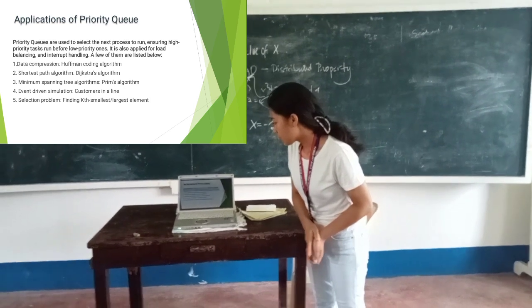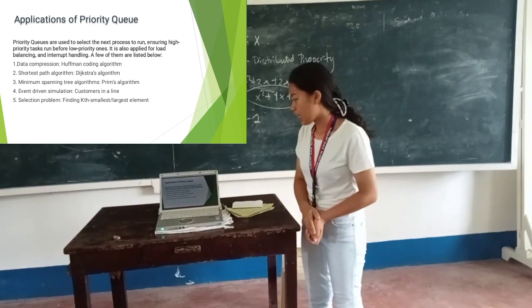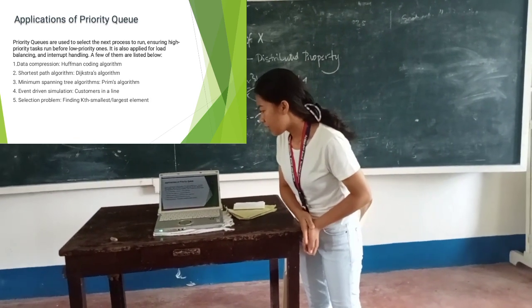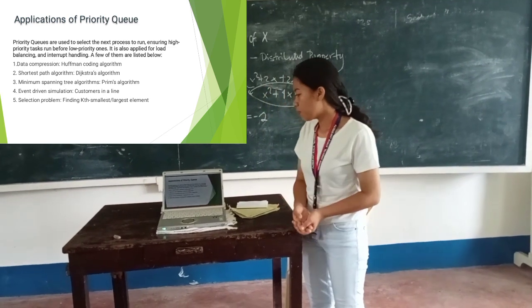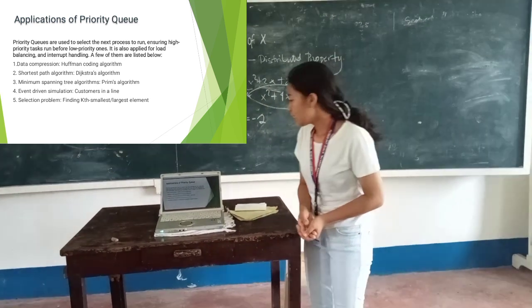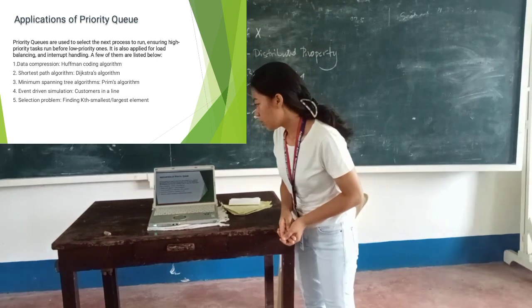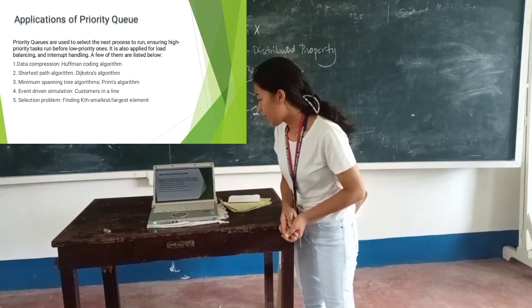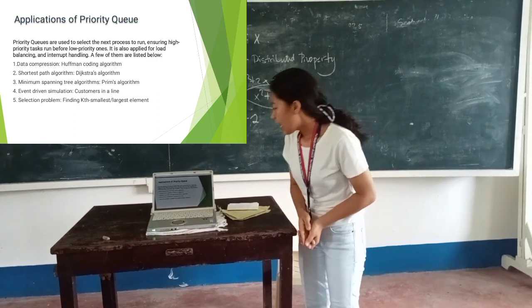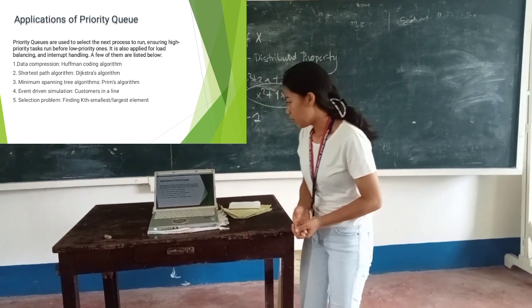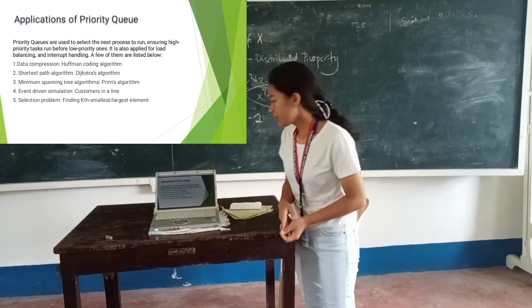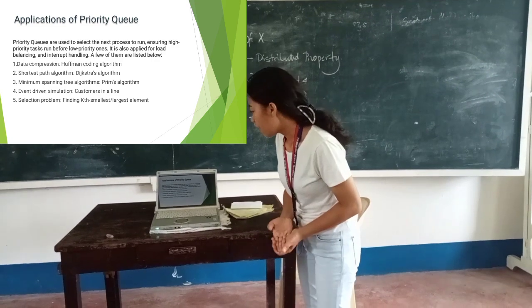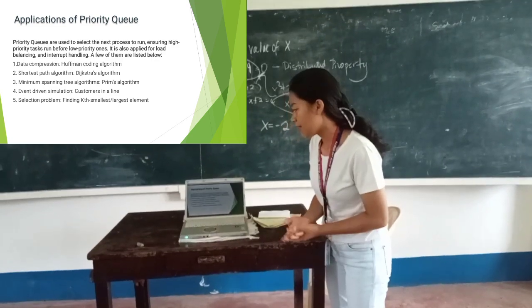Next is application of priority queue. Priority queues are used to select the next process to run, ensuring high priority tasks run before low priority ones. It is also applied for load balancing and interrupt handling. A few of them are listed below. So first is data compression, Huffman coding algorithm.